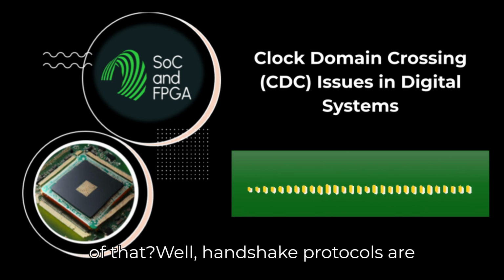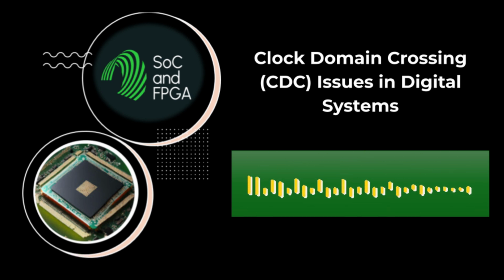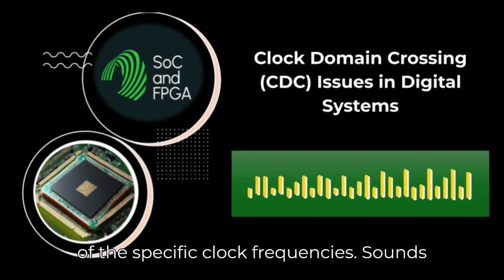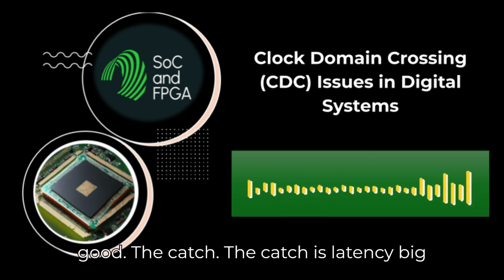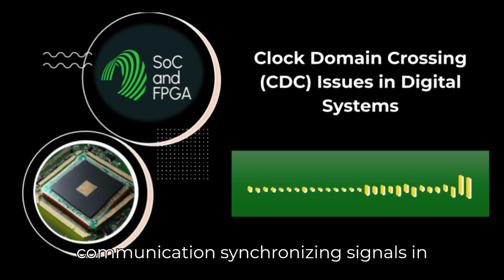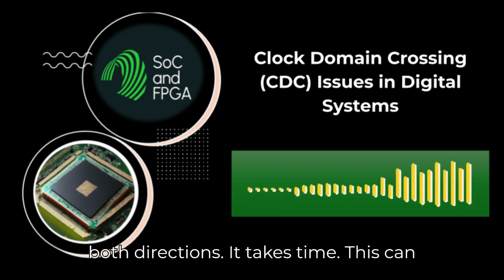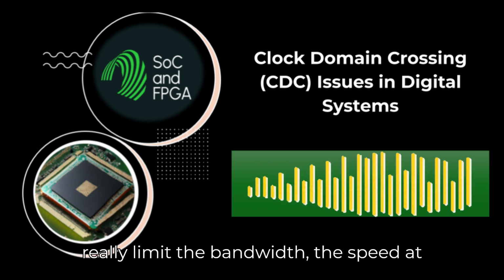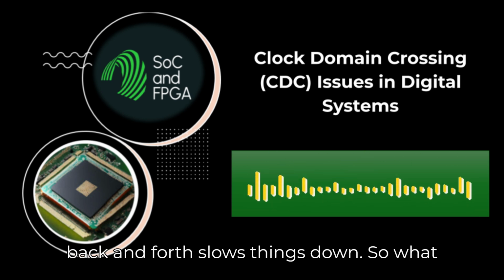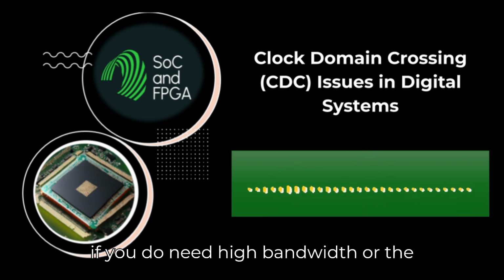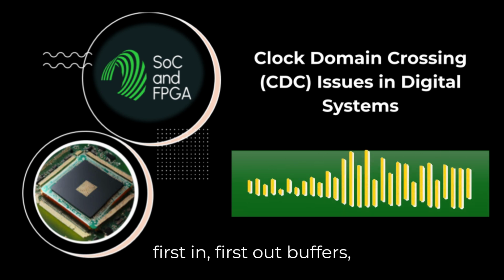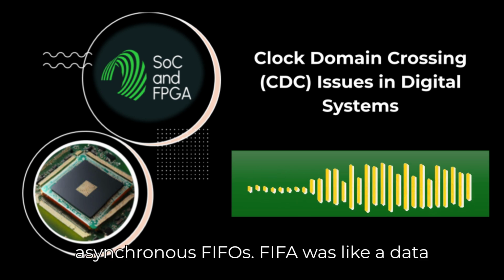Well, handshake protocols are generally very safe. They're generic. They guarantee data coherency, no scrambled bytes, and they work regardless of the specific clock frequencies. Sounds good. The catch? The catch is latency, big time, because you have this round-trip communication synchronizing signals in both directions. It takes time. This can really limit the bandwidth, the speed at which you can transfer data, so it's not always suitable for high-speed stuff. Right, that back and forth slows things down. So what if you do need high bandwidth or the clocks are wildly different speeds? Then designers often turn to asynchronous first-in, first-out buffers, asynchronous FIFOs.